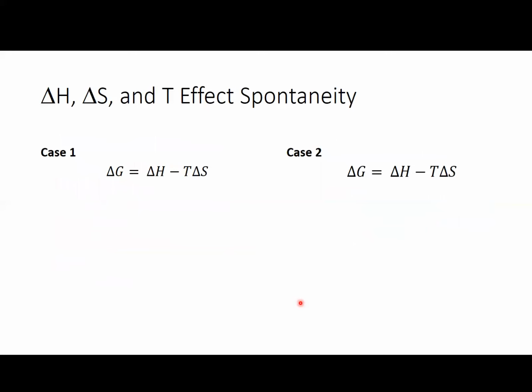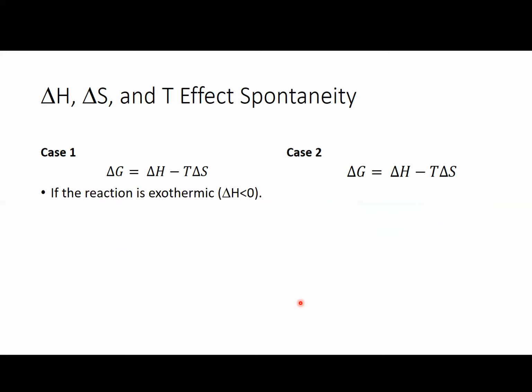So we can calculate these things in a few different ways. We're going to look at it conceptually first in 4 different cases, and then we're going to look at it in terms of actual numbers. But let's look at it in terms of its cases first. So I've got this delta G equals delta H minus T delta S.